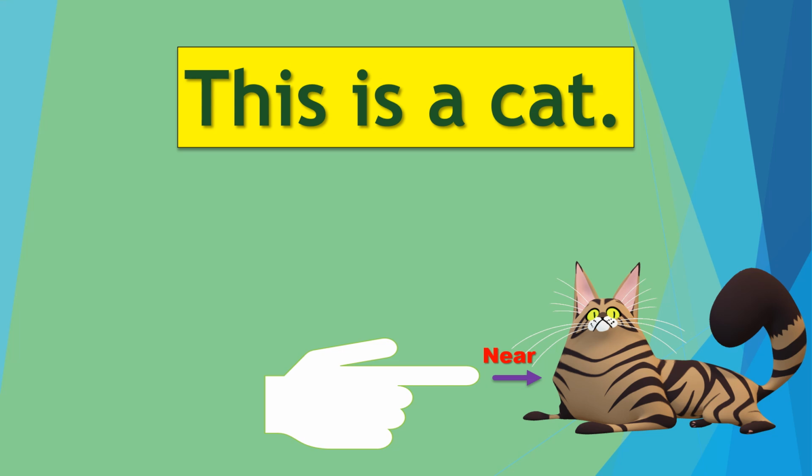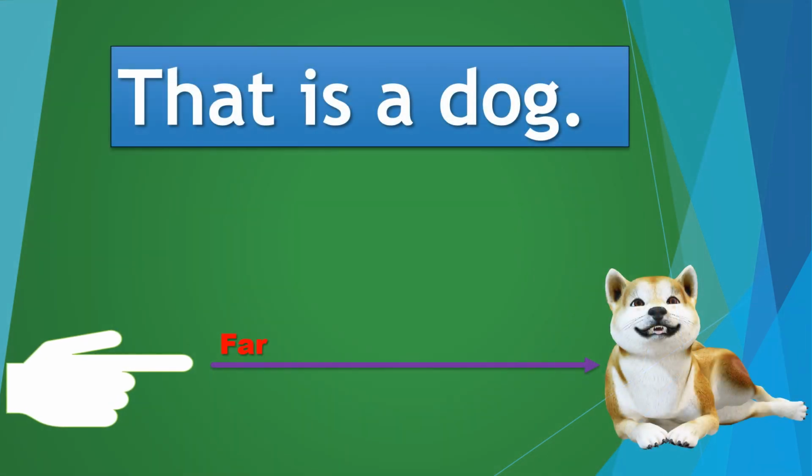Here, cat is near, so we will use this. This is a cat. The dog is far. Dog is not near, so we will use that. That is a dog.